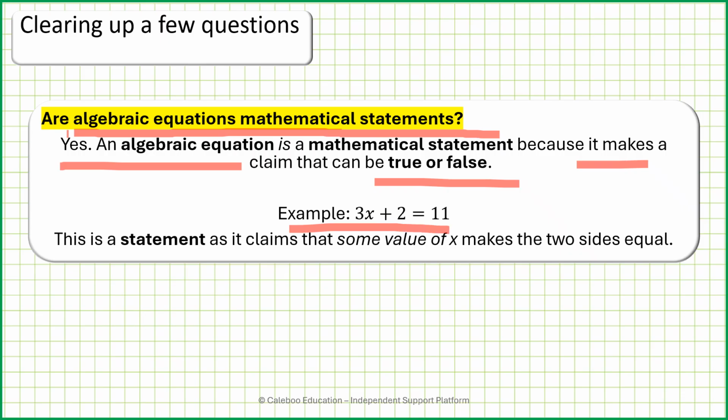And there's an example: 3x plus 2 is equal to 11. This is a statement, as it claims that some value of x makes the two sides equal, and it'll either be true or false, depending on the value of x, which meets the definition of a mathematical statement. Just some theory for understanding.